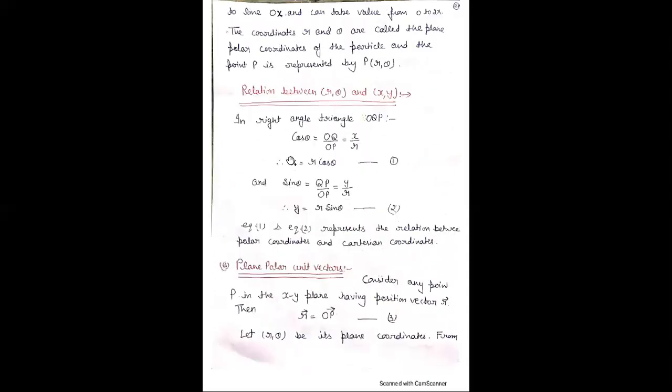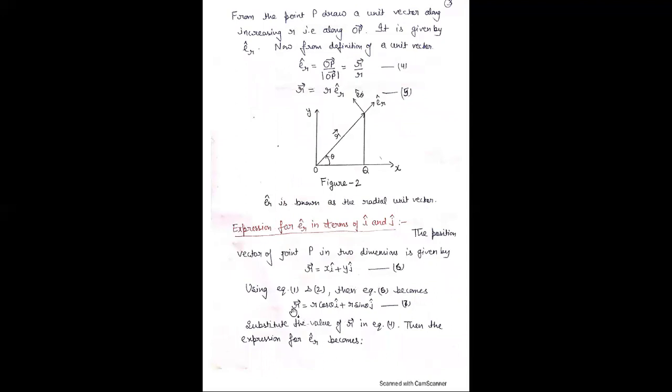Now, the expression of the radial unit vector e_r in terms of i and j. The position vector of point P in 2 dimensions is given as r = x i + y j. From the relation, x = r cos theta and y = r sin theta. Putting these values into this equation, r = r cos theta i + r sin theta j.